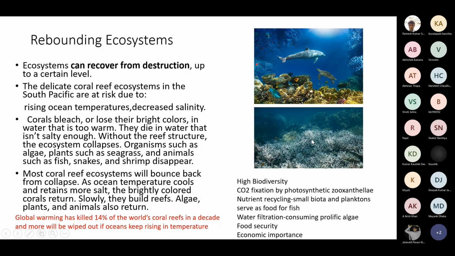These are only calcium carbonate deposits which have a solid structure, but inside them there are life forms which are living, which serve as a food for fish. They perform an important function of water filtration, food security, so on and so forth. So here is an example of a very, very rare system which is able to bounce back. But many of the other ecosystems cannot necessarily bounce back.